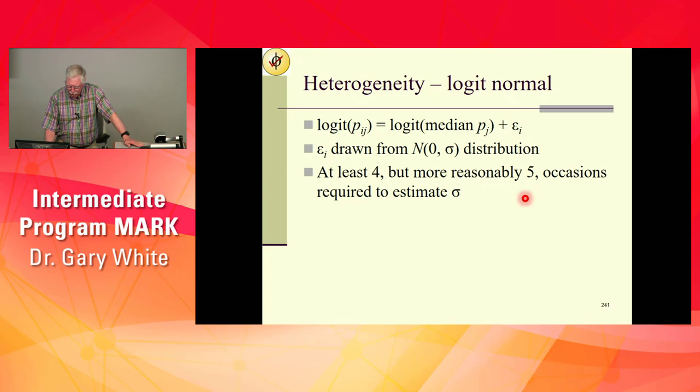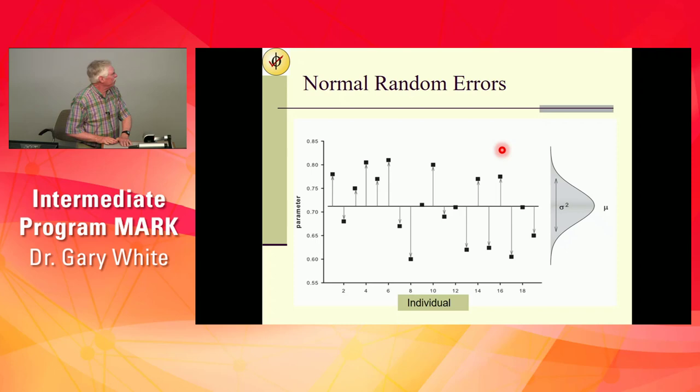This is just more of a schematic of what's going on. But you've got a variance out there. This random normal is getting tacked on. Each animal, each individual, gets its own detection probability. Now, we don't know what those individual values are. All we know is that we're trying to estimate this sigma or sigma squared, depending on how you want to look at it, and then that median value in the middle.